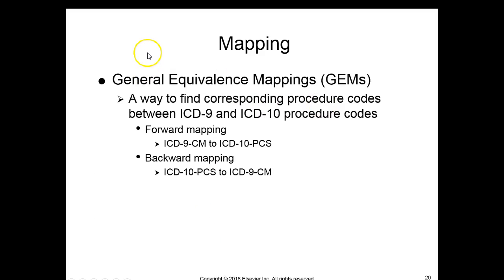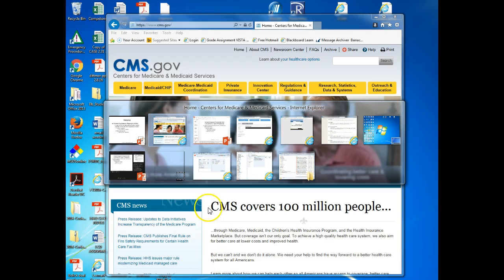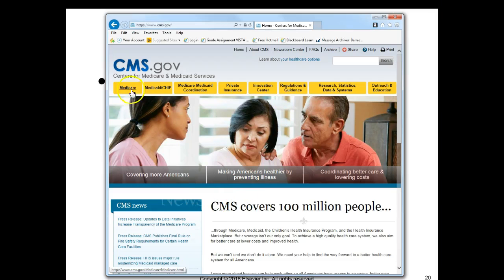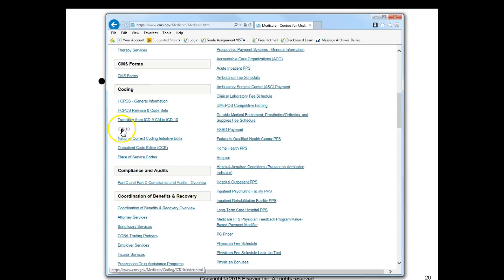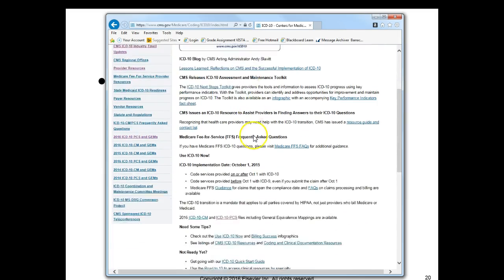And then we are progressing to GEMS, General Equivalency Mappings. And literally, these are tables that map ICD-9 codes to ICD-10 PCS codes, and then PCS codes to I9 codes. And I want to demo that for you at the CMS webpage. So I'm going to take us to the CMS webpage, www.cms.gov. I'm clicking on Medicare, and I'm going down to coding, and I'm going to click on ICD-10.